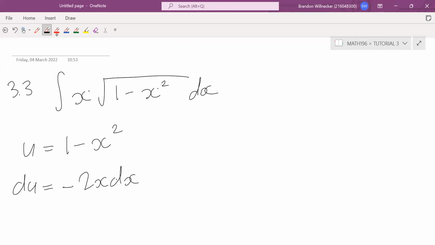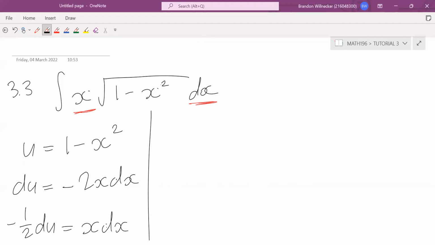That's a problem because we have x dx. We don't have minus 2x dx. So let's take the minus 2 over to the other side. So we're going to have minus 1/2 du is equal to x dx. Good. Now we have everything we need. So this becomes the integral. 1 minus x squared, that gets replaced with u. So we have root u. X dx, that gets replaced with minus 1/2 du.